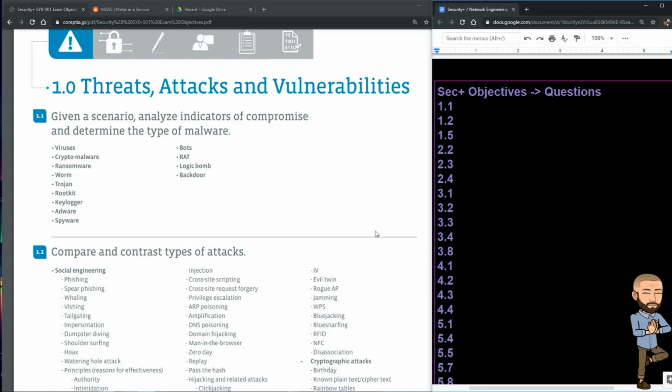Alright, this might be a unique approach to studying for the Security Plus exam by CompTIA. Basically, I'm going to go over what I think are the trickiest objectives, and I'm simply going to read them and then try to ask questions, which I will then use to Google and read about through blogs or however I can answer these questions that I just think about on my own here based only on the objective.